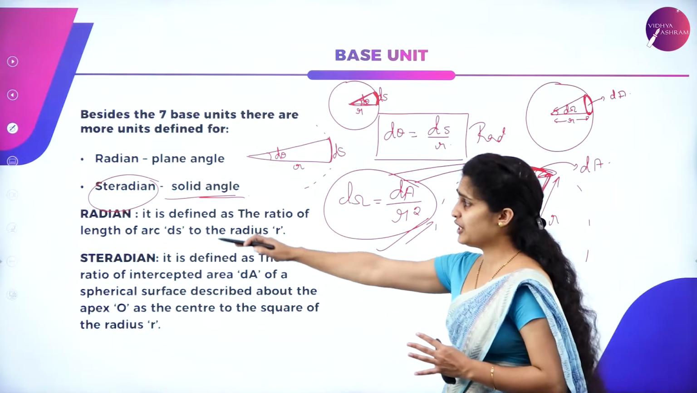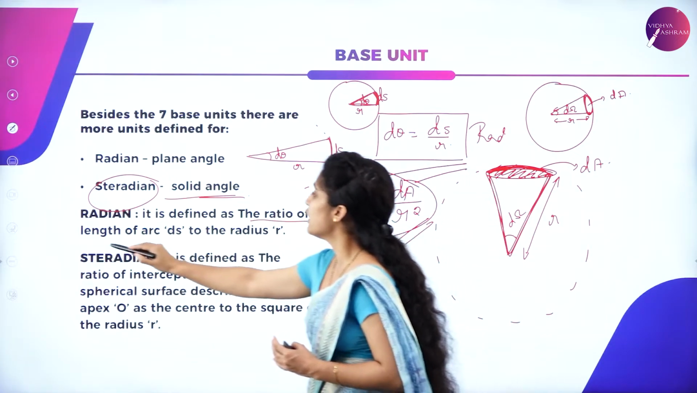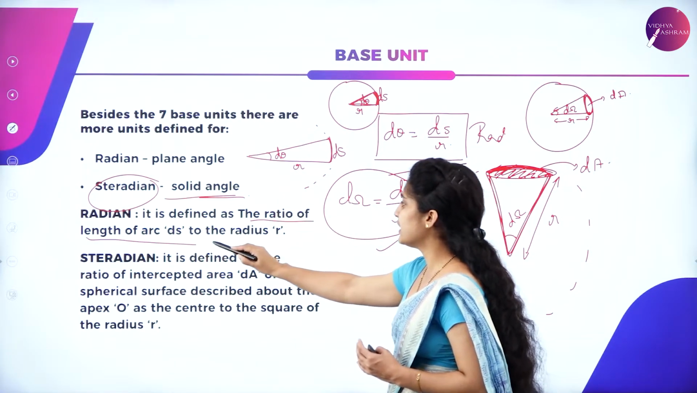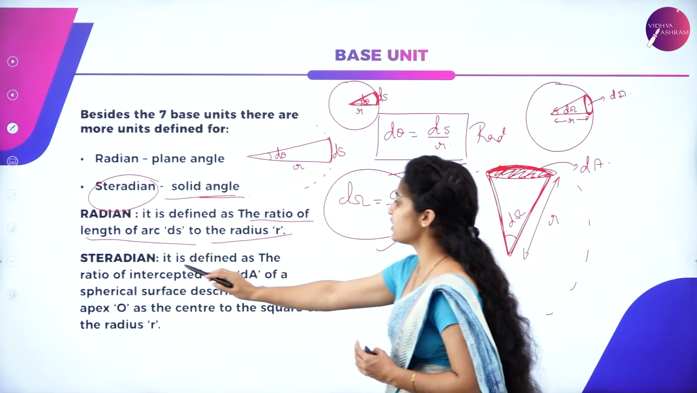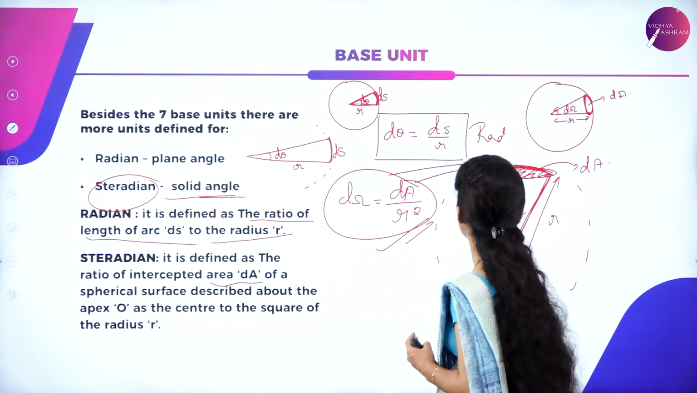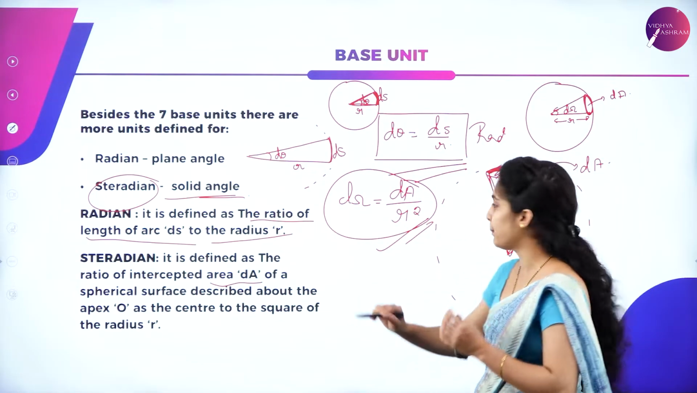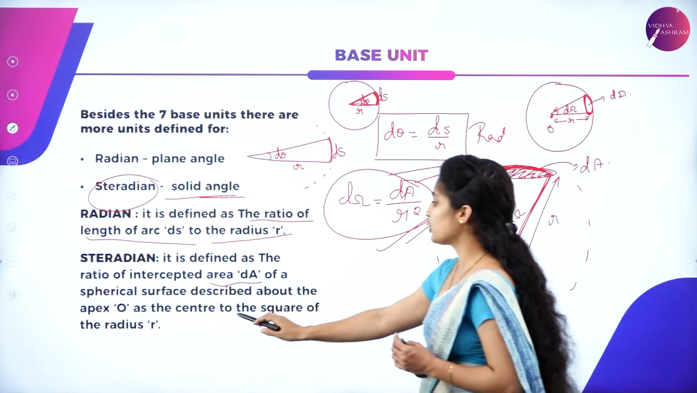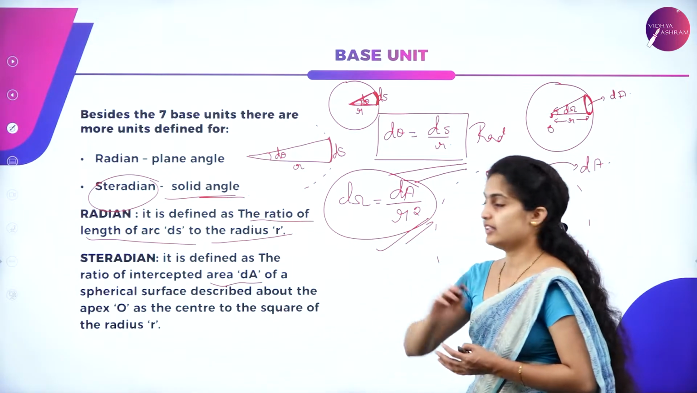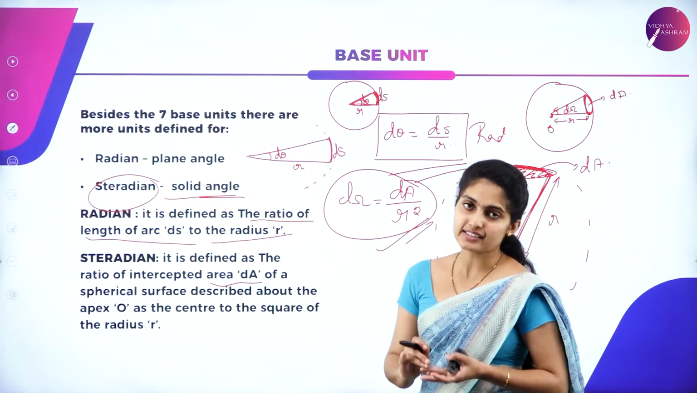Next, the definitions are given here. Radian is defined as the ratio of the arc length ds to the radius r, and steradian is defined as the ratio of the intercepted area, that is dA, of a spherical surface described about an apex, this apex O, as a center, to the square of the radius. Understood? So this is all about radians and steradians.